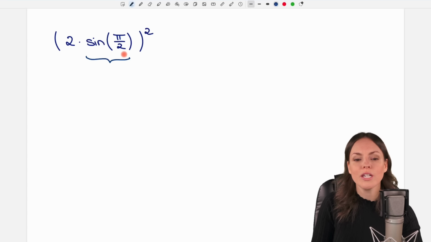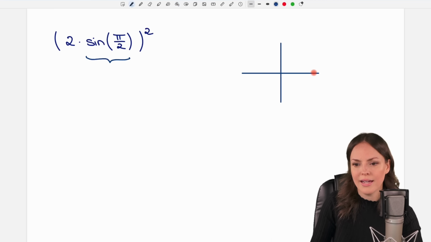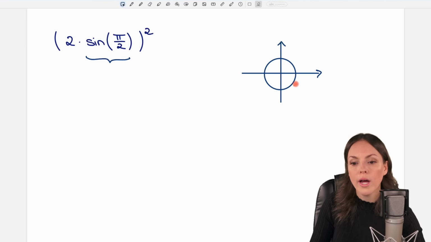But you can always use the unit circle to find these values for sine and cosine. Okay, let's take a look at the unit circle then. We draw the x and y axis here, and the unit circle is a circle of radius 1.